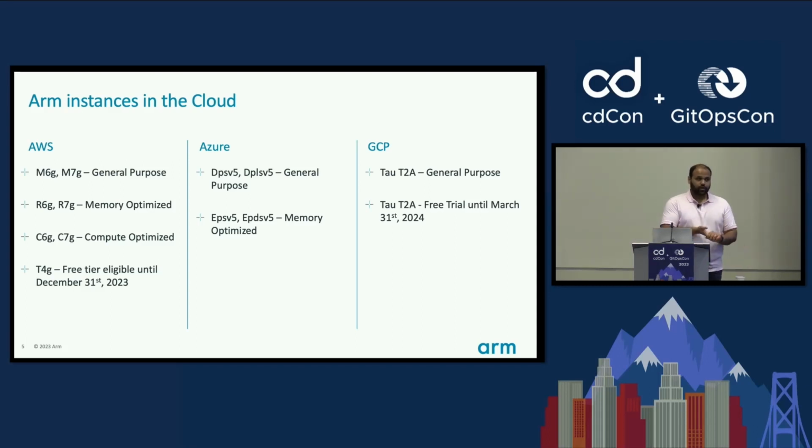In Azure, they are called DPS v5, PLS v5. It's a small selection, and I'll show in the cloud how you can select it. It's just a small selection you can make on the cloud to select your ARM-based instance. And in GCP, that's called Tau T2A, general purpose instances. And again, they also offer a free trial if you're looking to start into it.